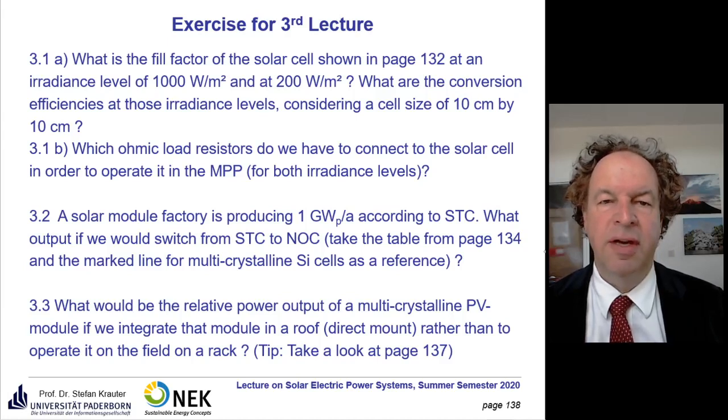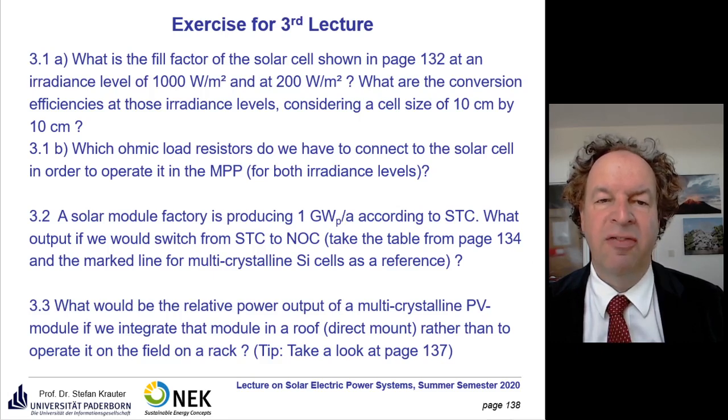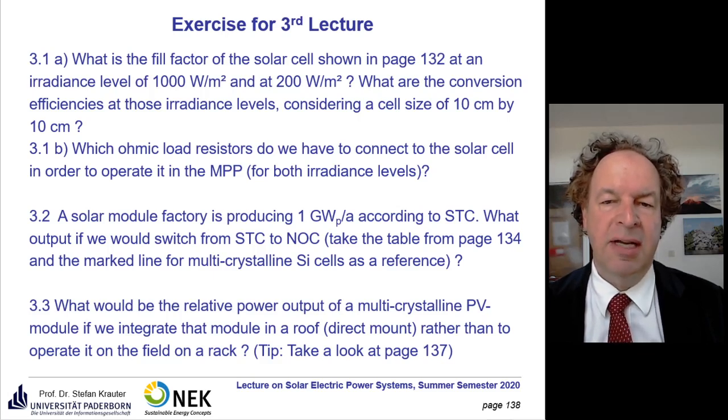So we come to the exercise for the third lecture. The first question was, what is the fill factor of the solar cell shown at page 132. This was the page with the various IV curves with different illumination levels, and it asks for the fill factor for 1000 watt per square meter and 200 watt per square meter. Also asked was the conversion efficiency at those irradiance levels, considering the area or cell size of the cell, 10 by 10 centimeters.